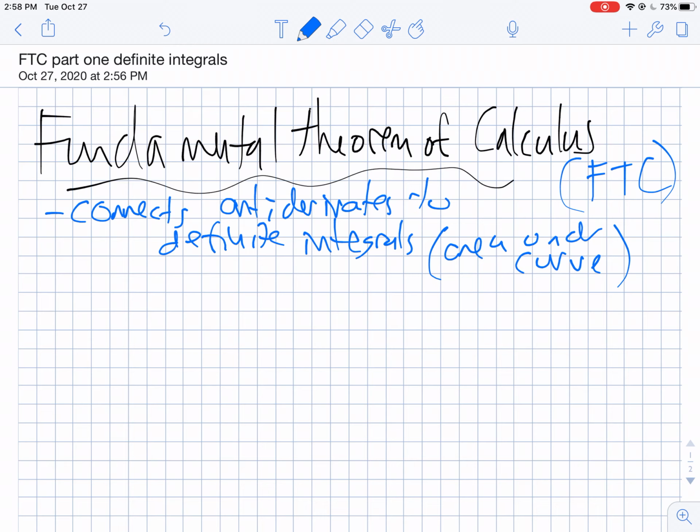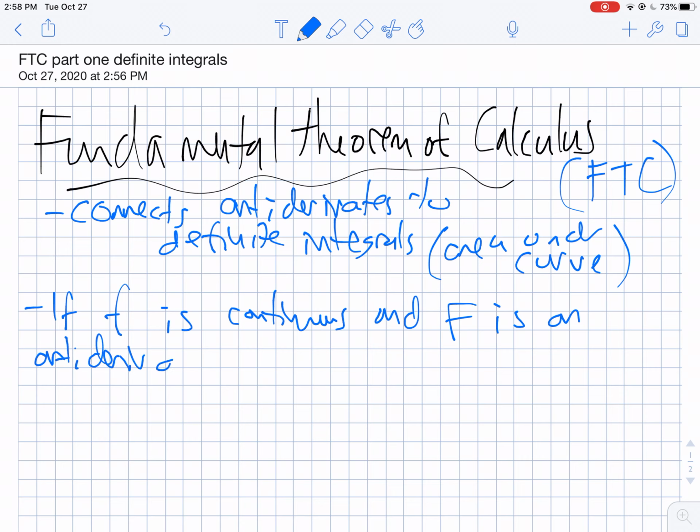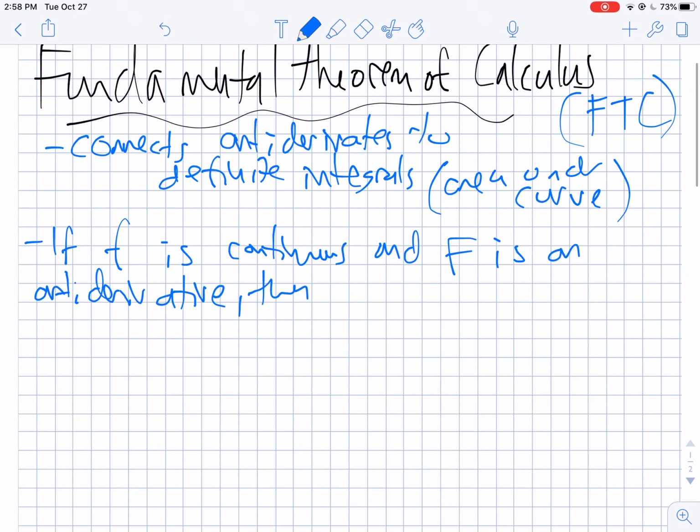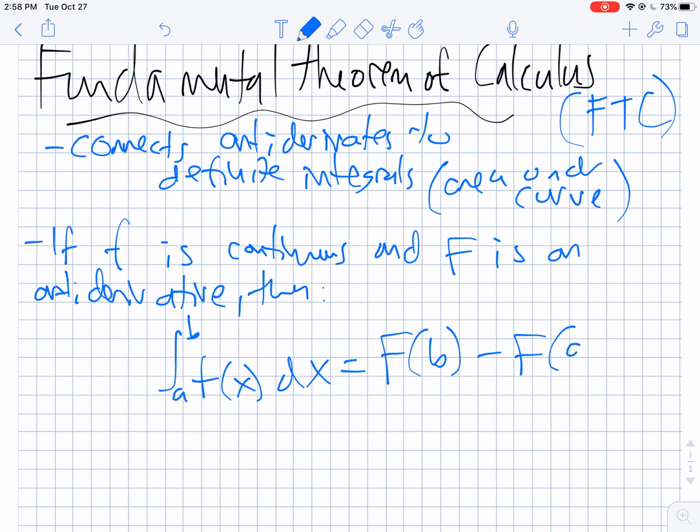This tells us that if big F, well, let's back up a step. If your function is continuous and big F is an antiderivative, meaning you integrate little f, you get big F. Then, if you take the definite integral from a to b of f of x dx, that gives you big F of b minus big F of a.